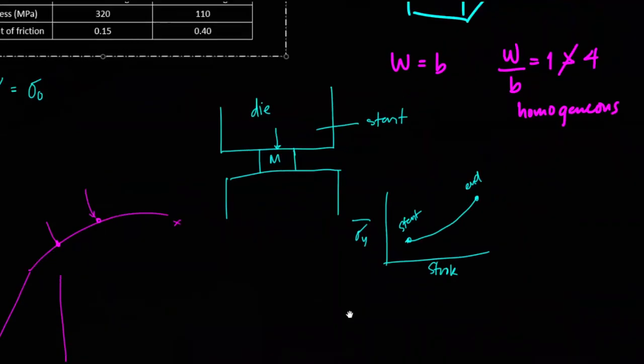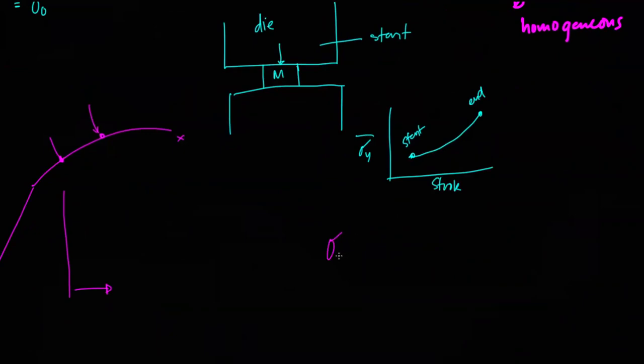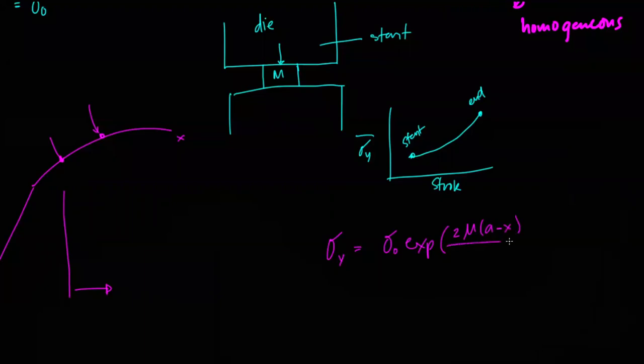Okay? So, if you look at the equation, di ba, ang equation natin is sigma y is equal to sigma naught multiplied by, and let's use the EXP form na lang. So, let's use EXP, ah, no, sorry. EXP 2 mu a minus x over h. Tama? That's the equation, no? I-double check ko lang. Baka nagkamali ako. Hindi yung 1 plus, no? I'll just use yung exponential formula. Tama. 2 mu a over... Tama. So ito yung equation natin.